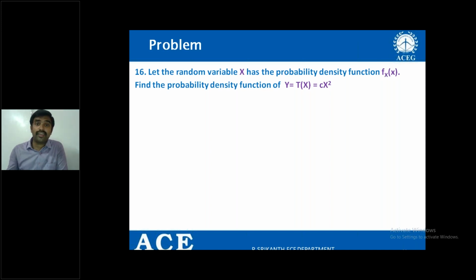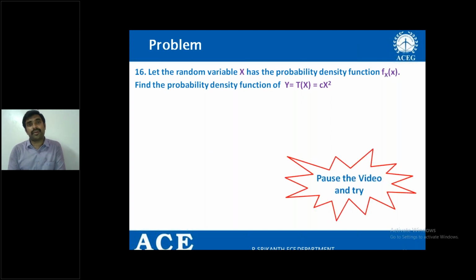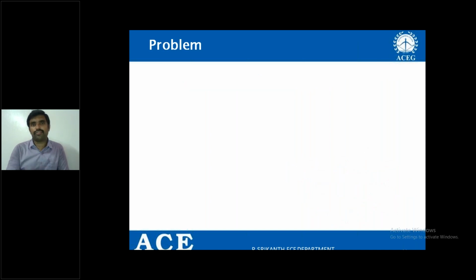What are you supposed to find here? PDF. In the previous problem, CDF was given. Now you are supposed to find the PDF, right? Just pause the video and try. Yeah, coming to the solution.